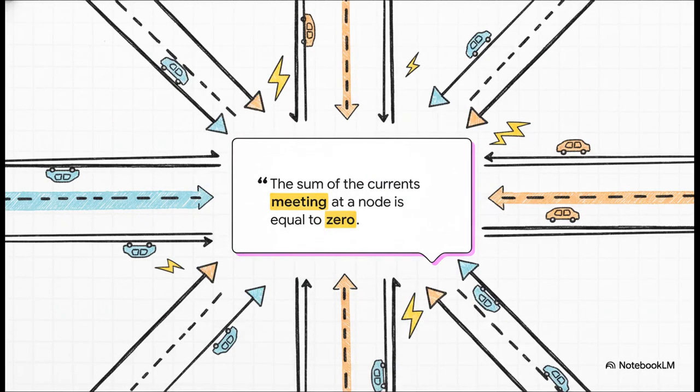Then we have the laws mapped out by a physicist named Gustav Kirchhoff. Kirchhoff's current law, or KCL, sounds super formal, but the underlying logic is beautifully simple. It just states that the sum of currents meeting at a node is zero. Put into plain English, whatever traffic drives into an intersection absolutely must drive out. Cars don't just magically disappear into thin air, and neither do electrons.